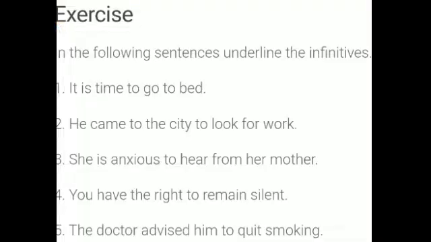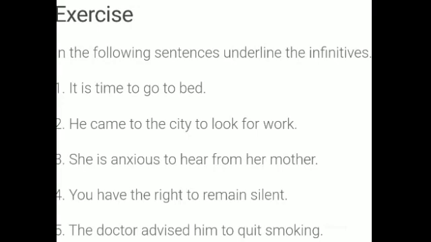Let us solve an exercise. Here it is very simple. In the following sentences, underline the infinitives. So now it is very clear to you. The moment you see a preposition "to" before the verb, it is an infinitive. But there are bare infinitives also, which you have to be careful and understand.